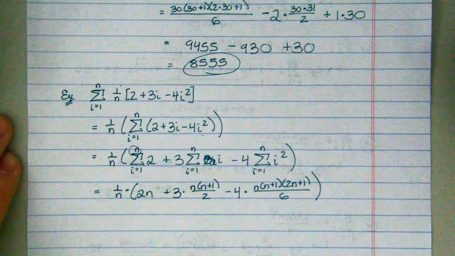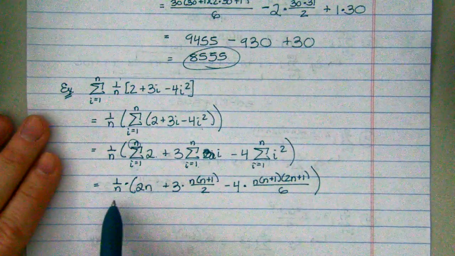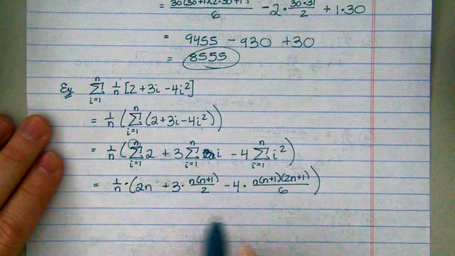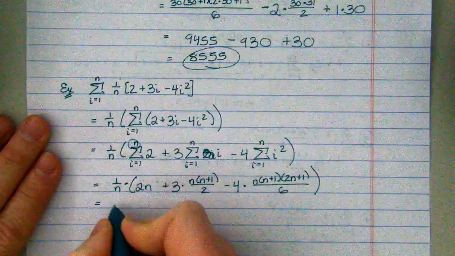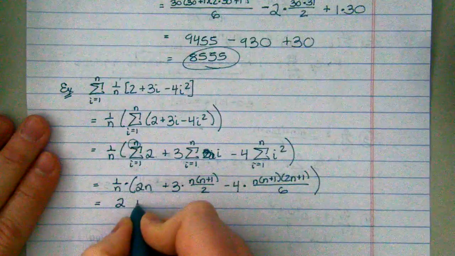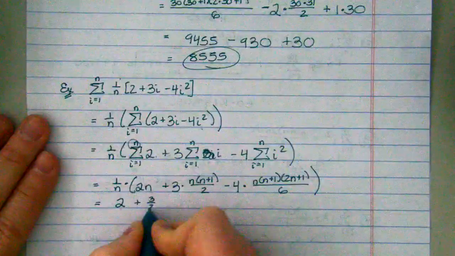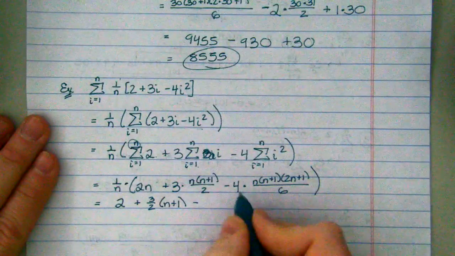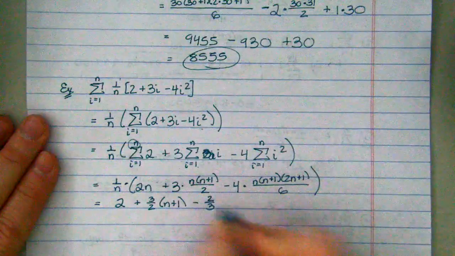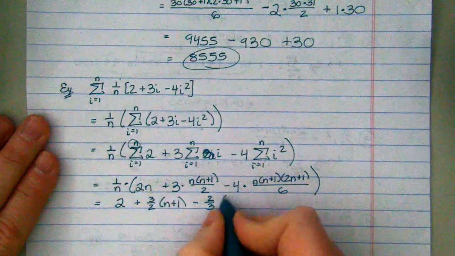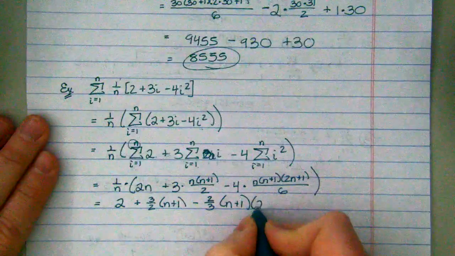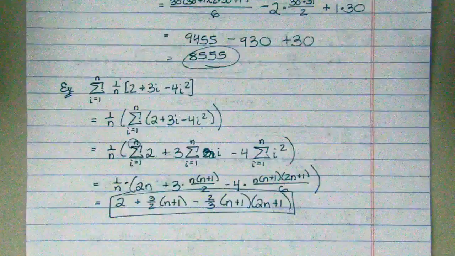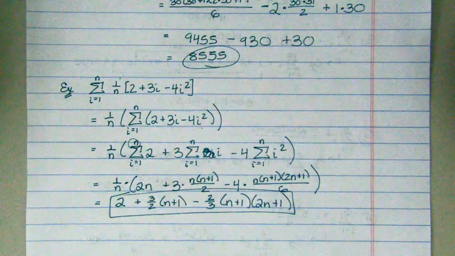I guess I might as well clean this up a little bit. I can distribute the 1 over n, which really just means cancel this n, cancel that n, cancel that n, and just clean up the numbers a little bit. When I distribute and do that, I'm going to get 2 plus 3 halves times (n plus 1), because again, the n's are going to cancel, minus, okay, 4 over 6 is just 2/3. I'm going to say 2/3 times, I'm going to make the n cancel again, (n plus 1)(2n plus 1). And I think I'm just going to leave it like that. I think that's going to be good enough for our purposes for right now.